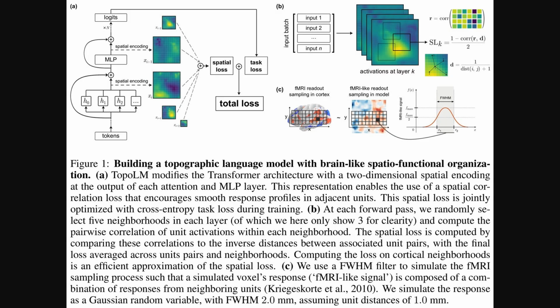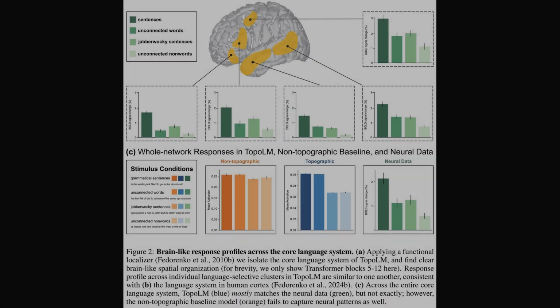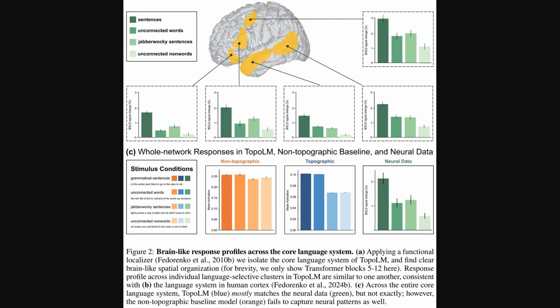Okay, so let's look at Figure 1 to see how they actually built this TopoLM. Part A shows the core idea. They modified the standard transformer by adding a 2D spatial encoding after the attention and MLP layers. This spatial map is crucial for calculating that smoothness loss, which is combined with the usual task loss. Part B details how this spatial loss encourages nearby units to have similar activity, and C shows how they simulate fMRI sampling for evaluation.